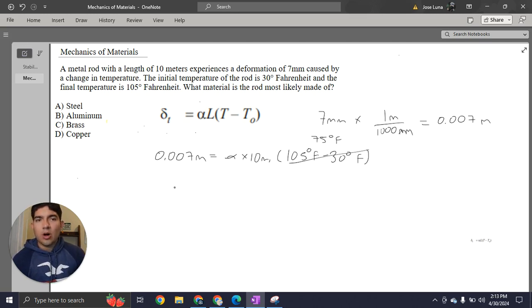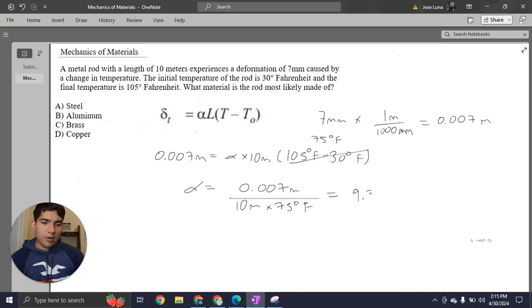So we're going to solve for our coefficient of thermal deformation in order to find out what type of metal this is. So let's just set up our equation in that manner. And once you do that, you're going to get that the coefficient for this metal is 9.33 times 10 to the negative 6 per degree Fahrenheit.